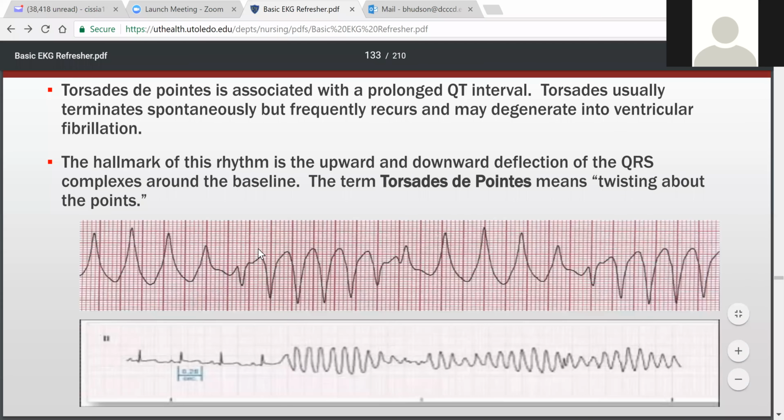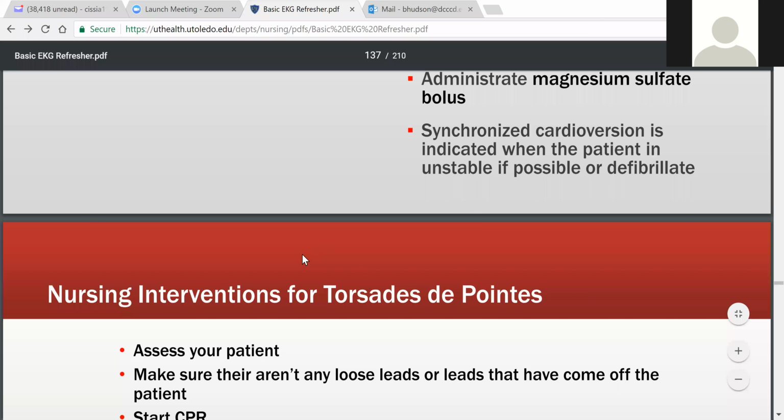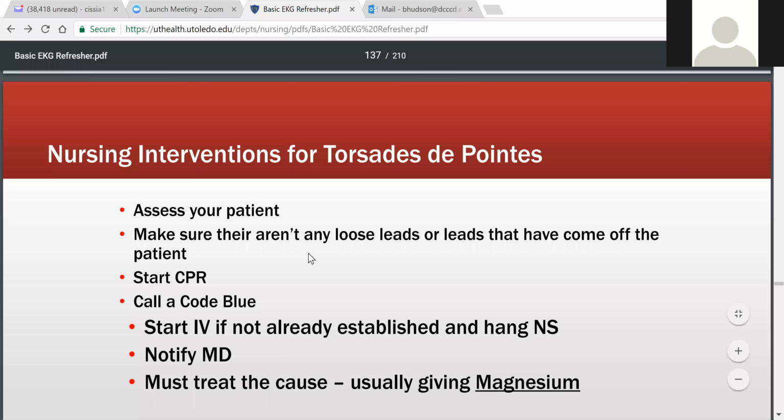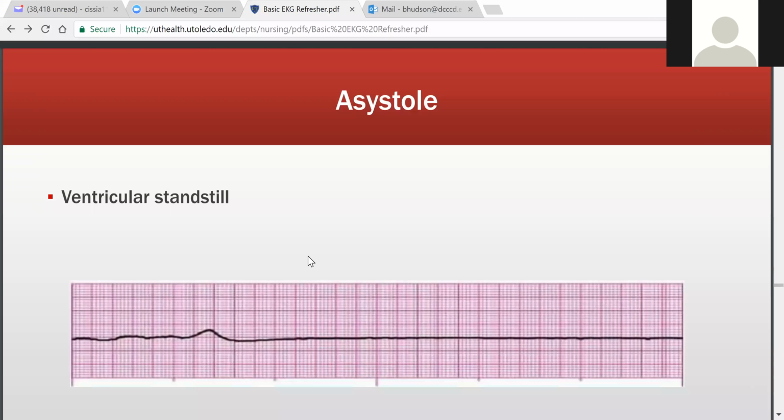I'm not going to talk about that. I'm going to move on. I want to get down to asystole. Really. So here, nothing's moving. There's nothing atrially. There's nothing ventricularly. The heart has literally stopped. 2 feet are in the ground, basically, is where we are with that.